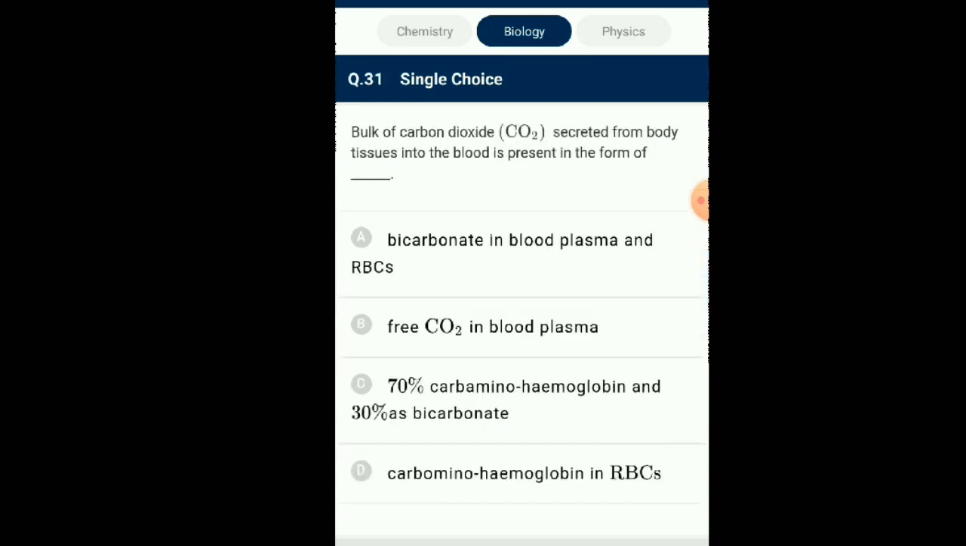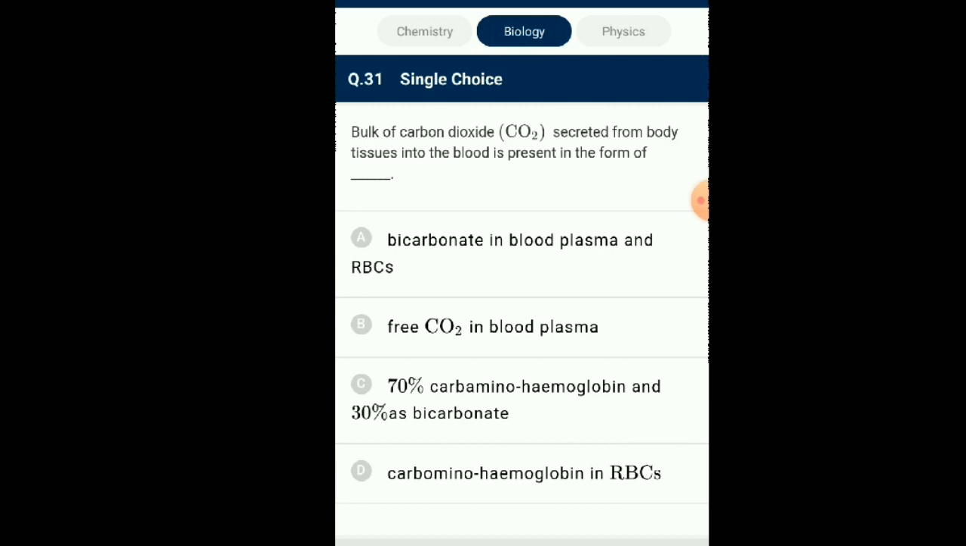Question number 31. Bulk of carbon dioxide secreted from body tissues into the blood is present in the form of. There are three ways for the transport of carbon dioxide. In the dissolved state, approximately 5 to 7% of carbon dioxide is transported dissolved in the plasma. Second, in the form of bicarbonate. The carbon dioxide produced by the tissues goes passively into the blood and enters the erythrocytes, where it reacts with water to form carbonic acid.